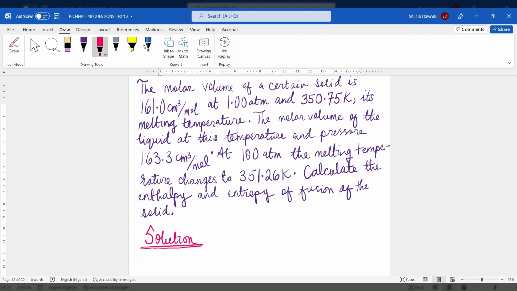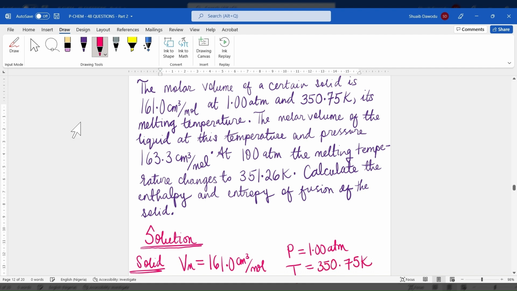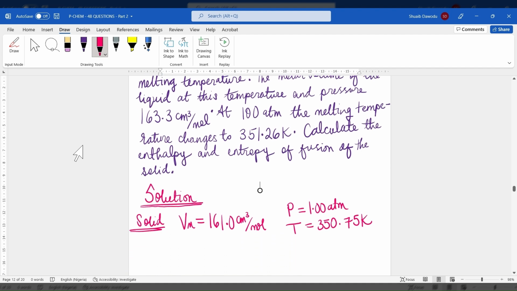We're told that for a particular solid, we're going to do the solid first, we have molar volume to be 161.0 centimeter cube per mole at 1.00 atmosphere. So pressure is 1.00 atmosphere, and then temperature is 350.75 Kelvin.